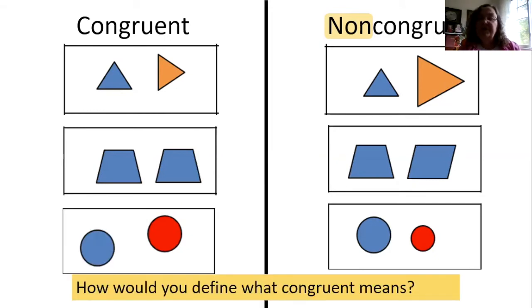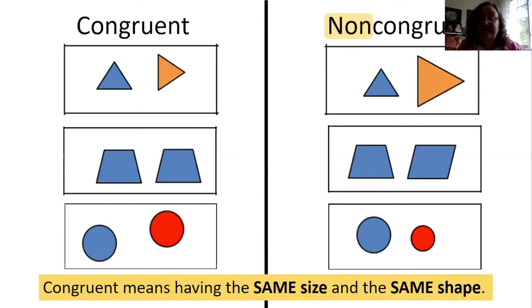Now, how would you define what congruent means? Whisper to somebody in your family or your dog, whoever you're with while you're taking this lesson. What do you think congruent means? Congruent means having the same size and the same shape. So look at the ones on the congruent side. They're all the same shape and all the same size. They don't have to be the same color, but just the same size and the same shape.